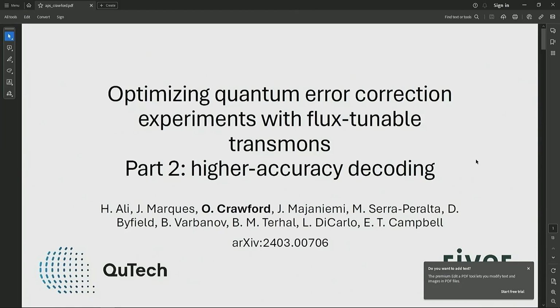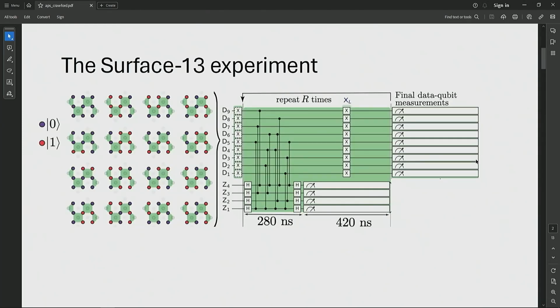So I'm going to be talking about decoding error correction experiments run on the device discussed in the previous talk, and in particular looking at the effect of including soft readout information in the decoding process. As Hanny mentioned in the previous talk, the experiment we're considering is the Surface 13 experiment, which is a quantum memory experiment for the distance 3 surface code, but only measuring the Z stabilizers.